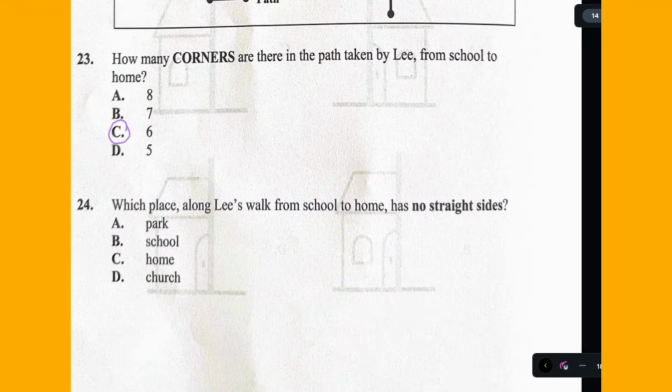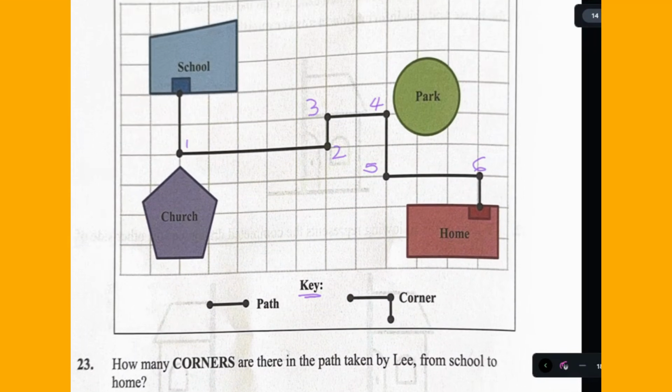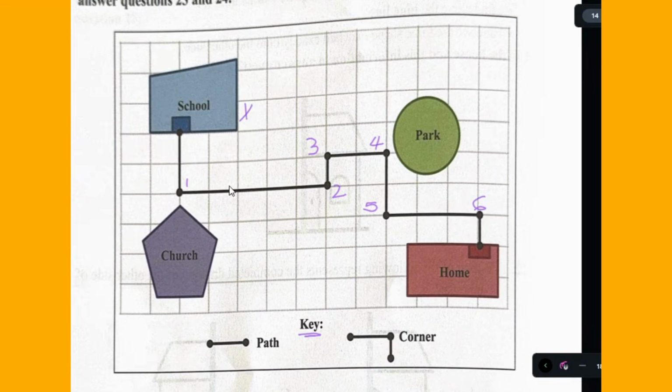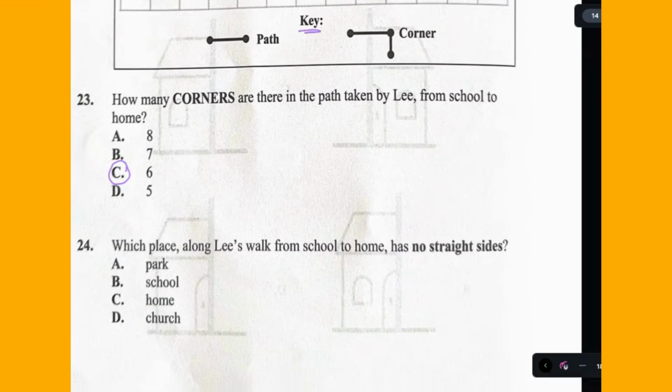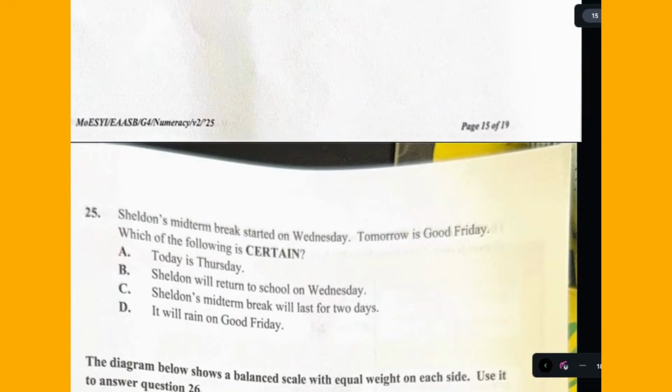Question 24 says, which place along Lee's walk from school to home has no straight sides? So we're looking for the shape with no straight sides. Not the school, not the church, definitely the park, which is a circle. So option A, the park, is the correct answer for 24.